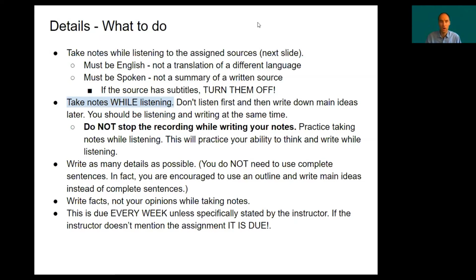So continuing on, you'll see it highlighted in blue there. You're going to take notes while listening, okay? Don't listen first and then wait till it's done or pause it and write down the main ideas, okay? You are listening and writing your notes at the exact same time. And I put it in bold. Do not stop the recording while writing your notes. You need to practice taking notes while listening. And this is going to practice your ability to listen, think, process, and write all at the same time.